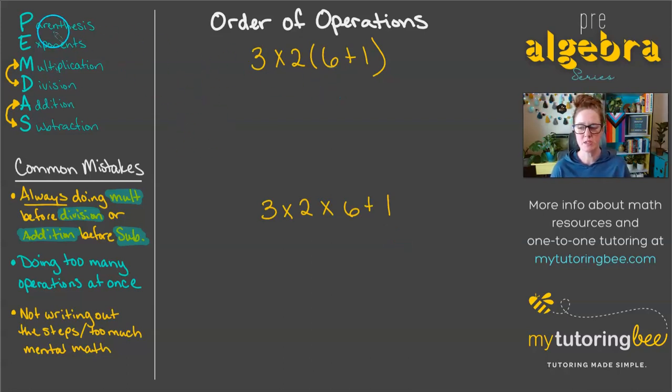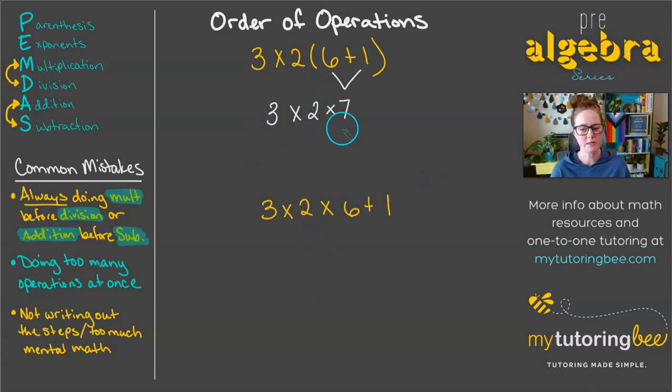Let's start off by going down our list of order of operations. The first one is P for parentheses. We do have a set of parentheses in this first problem, so let's solve that first. We're going to add 6 plus 1 is 7, and then drop down everything else that we haven't used. Since we don't see anything between the 2 and the set of parentheses, that always means multiplication. So I'm going to write in a multiplication symbol there.